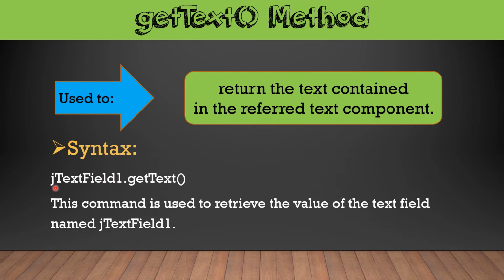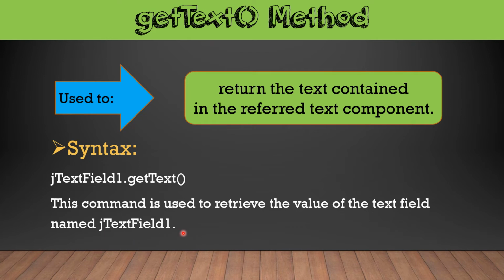It is written jtextfield1.getText. So here, this component, which is jtextfield1, will act as the referred text component. Its name is indicating that it is referred, meaning something is to be taken from here. So this .getText method basically returns the text which is available in this component. Whichever text is available in this text field will be returned by the getText method. This command is used to retrieve the value of the text field named jtextfield1.